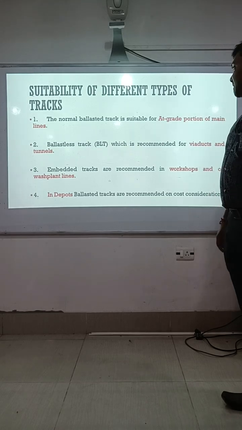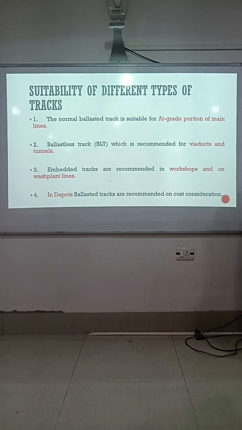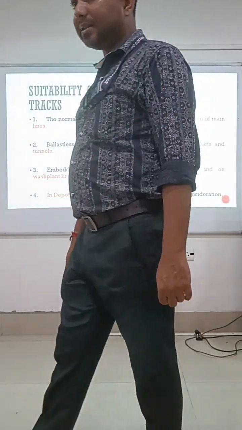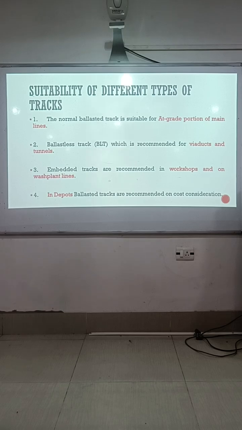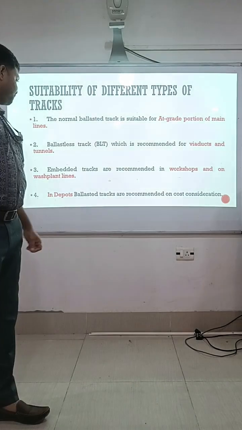So normal ballasted tracks are suitable for the at-grade portion of main lines, and ballasted tracks are also recommended for viaducts and tunnels. That means for the elevated metro system and the underground metro system, whether at a higher elevation from the ground surface or at a lower elevation from the ground surface, ballasted-less tracks may be provided.